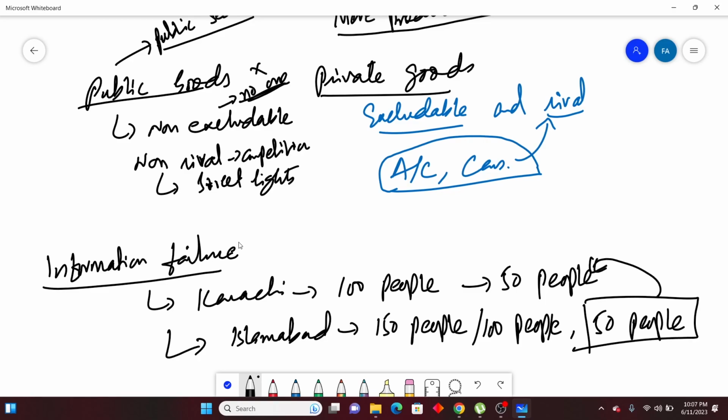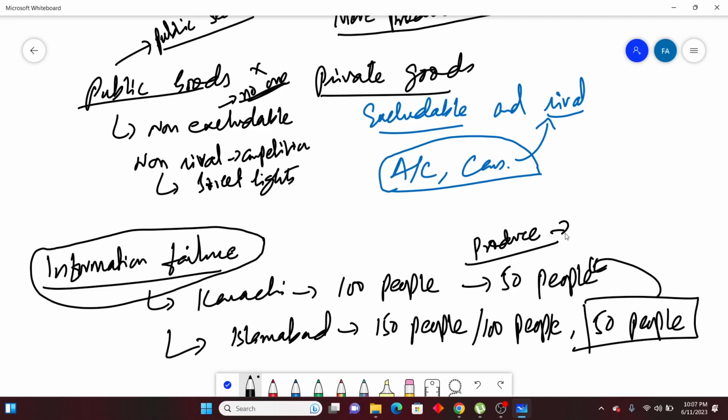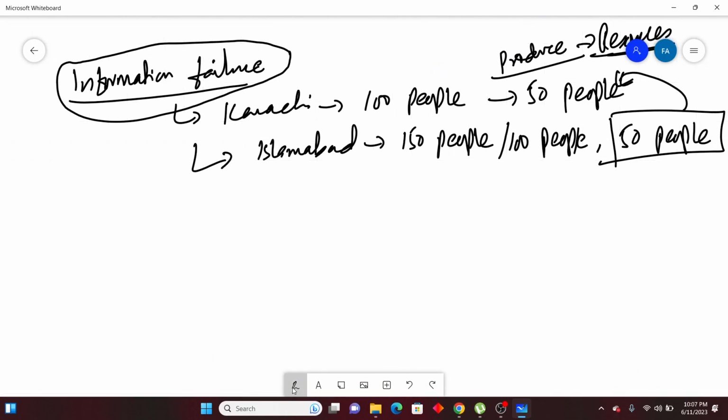if they have the information. So this is termed as information failure. Because they do not have perfect information, those people are not able to produce. If they are not able to produce, it means the factors of production, the resources, are being wasted. This is one of the drawbacks of information failure. So this is something important.